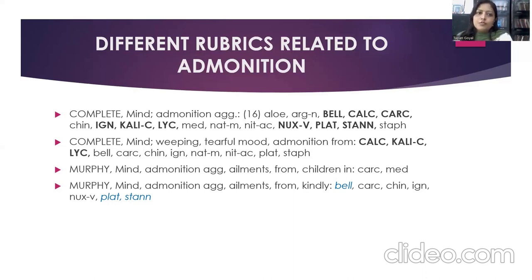There is another rubric in Murphy, mind, admonition, aggravate, ailments from kindly, from kind admonition, even kind admonition से भी aggravation है. In high grade, we have belladonna, platina and stannum. And in lower grade, we have carcinosin, china, ignatia, and nux vomica.